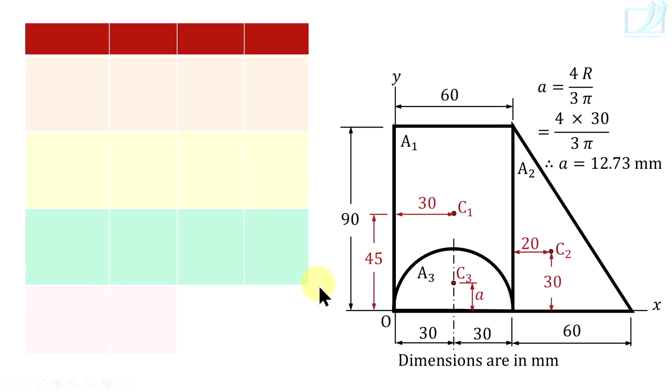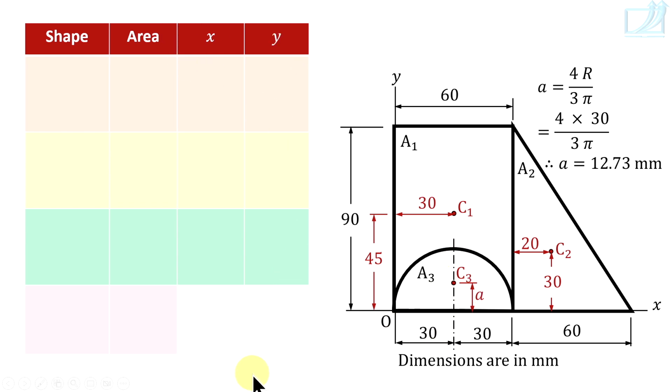Make a table in this manner. In first column, we are going to show these three shapes. In second column, we are going to write corresponding areas. Third column and fourth columns are XY coordinates of corresponding center.